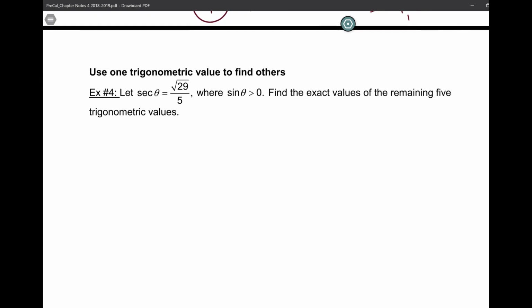So use one trig value to find others. Example 4: let secant of theta equal square root of 29 over 5, and where sine of theta is greater than 0, find the exact values of the remaining 5 trig values. So let's figure out where we are.